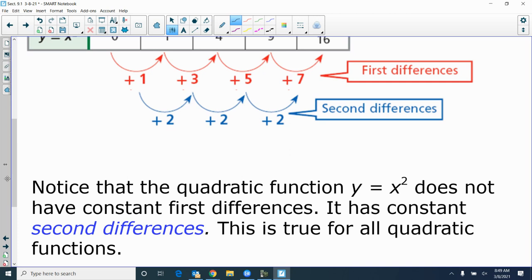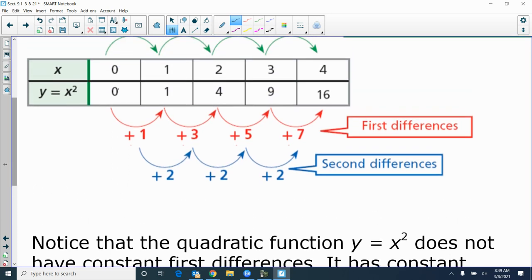The only thing you have to watch is that the initial x goes up equally. You can't go from 0 to 1 to 8 to 12. It's got to go up the same amount every time, either up by 1 or up by 2s for the x's, and then the second differences are going to be the same.